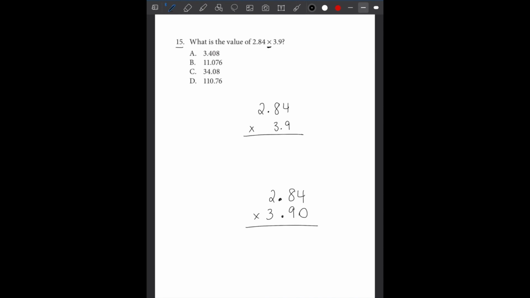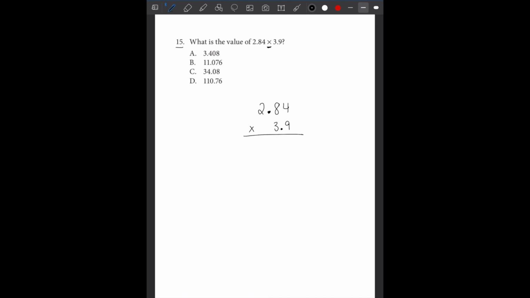Basically, when you multiply, we do not need to line up the decimals. We have to line up the numbers. You only line up the decimals when you add or you subtract. The decimals do not need to be lined up when we're multiplying. So this is incorrect. This is the right way. So we're gonna do this problem right here.